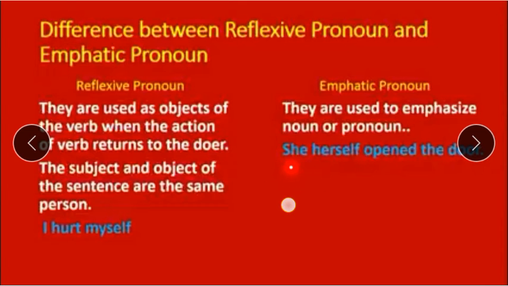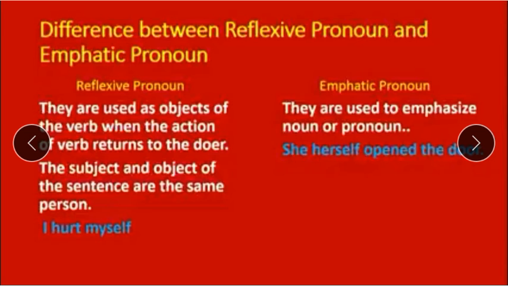Another example is given in your book; you can open the book along with that. The principal herself attended the annual function. Here we are giving importance to the principal. The principal is a lady. So those are the emphatic pronouns. You should not get confused between reflexive pronouns and emphatic pronouns, because the words are the same but the conditions are different.